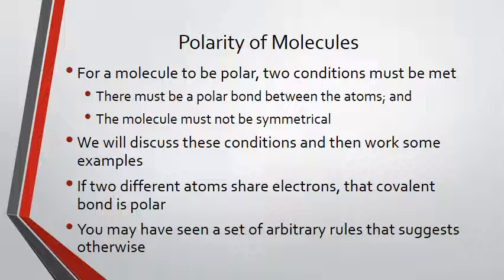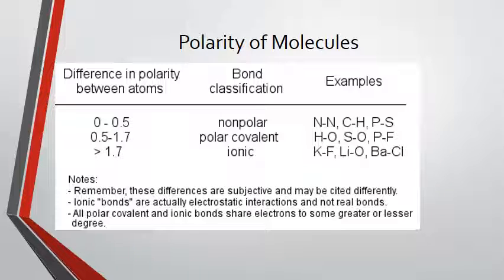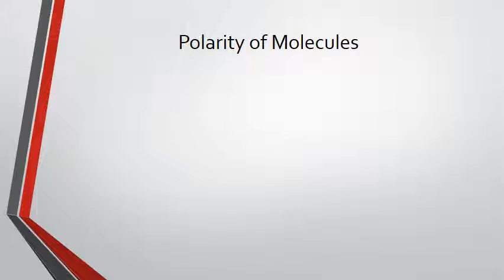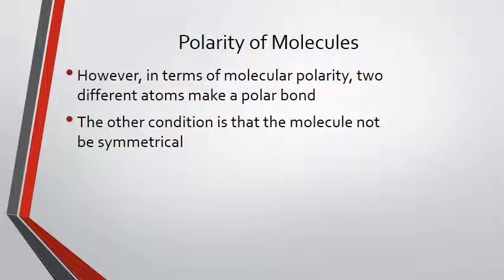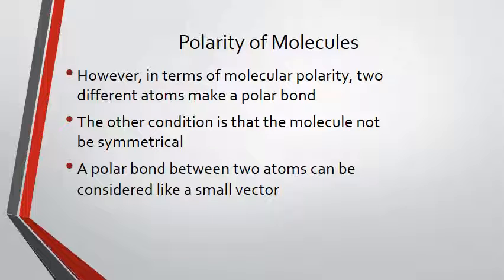You may have seen a set of arbitrary rules that suggest a certain electronegativity difference, something like that. But in terms of polarity, two different atoms make a polar bond. The other condition is that the molecule not be symmetrical, and we'll talk about why. A polar bond between two atoms can be considered like a small vector. I'm sure you've all taken a physics course.